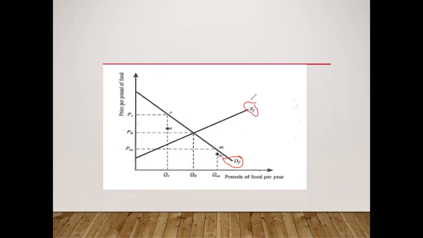In the absence of tax, the equilibrium price and quantity are P naught and Q naught, respectively. Now, suppose that a tax of 25% of the gross price is levied on the consumption of food. Consider point M on DF. After the tax is imposed, PM is still the most a consumer will pay for QM.